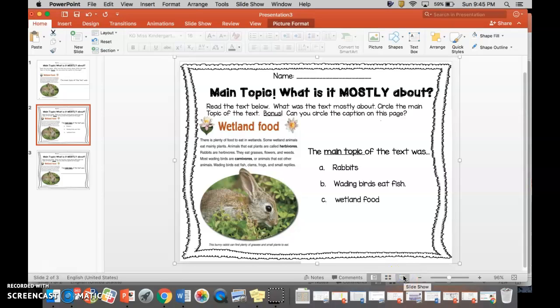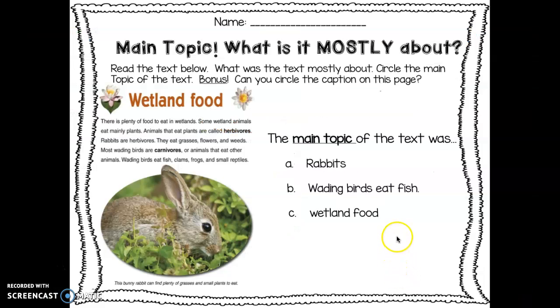Main topic. What is it mostly about? For this activity, you are going to first put your name at the top of your paper, and the directions say, read the text below. What was the text mostly about? Circle the main topic of the text. Bonus, can you circle the caption on this page?